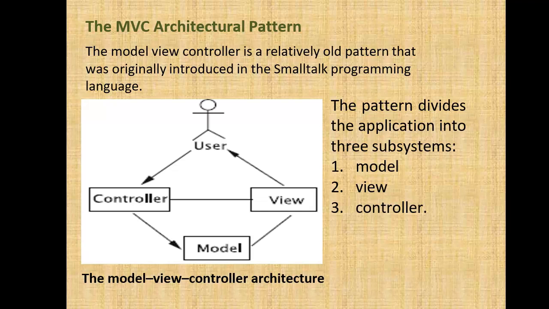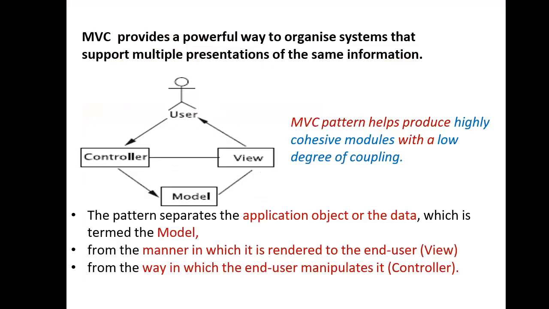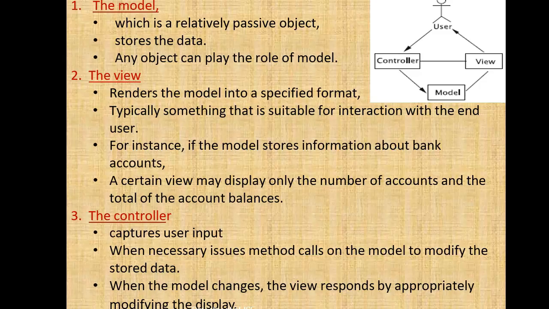With respect to MVC architecture pattern, the pattern divides the application into three subsystems: model, view, and controller. The MVC pattern helps to produce highly cohesive models with a low degree of coupling. The pattern separates the application object or the data, which is termed as a model, from the manner in which it is rendered to the end users, that is nothing but a view, and from the way in which the end user manipulates it, that is nothing but controller.